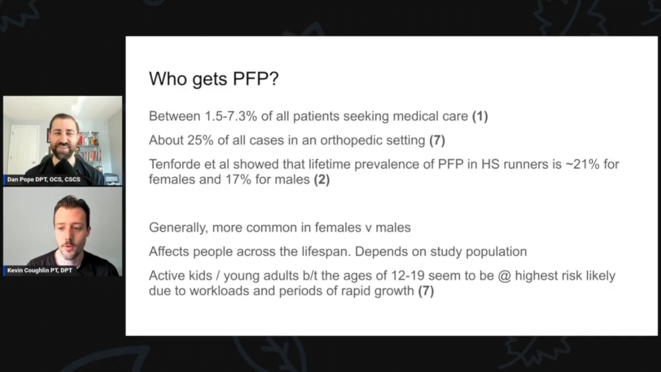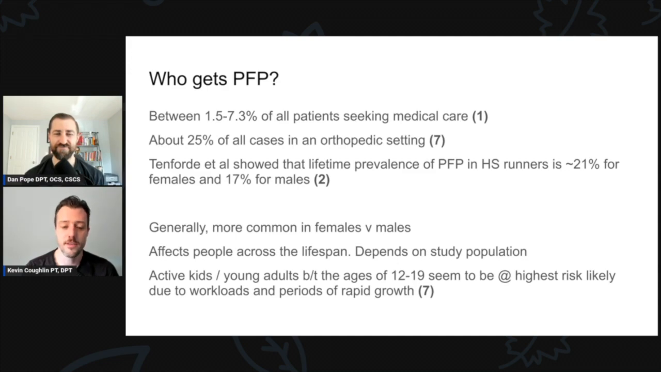1040, Dr. 1040, he's out of Boston, showed that a lifetime prevalence of patellofemoral pain in high school runners is 21% for females and 17% for males. So again, runner's knee, and that's about one fifth of all runners dealing with this at some point.